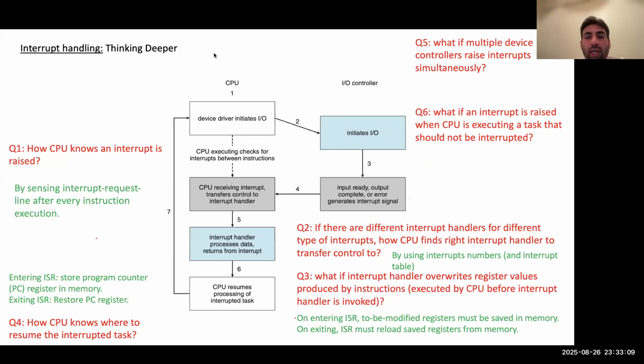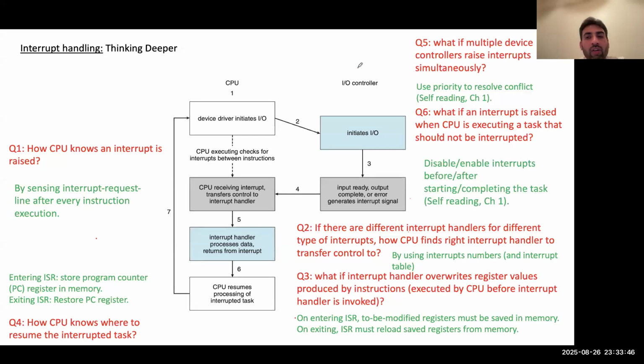Okay, and what if multiple device controllers raise interrupts simultaneously? Then for that we use priority. Like I said earlier, we assign IDs to interrupts coming from different device controllers, but not only that, we also assign them priorities. Which basically means that if two interrupts arrive at the same time, we look at their priority level, and the one which has higher priority is taken care of first, and the other one needs to wait or be raised again by the corresponding device controller.